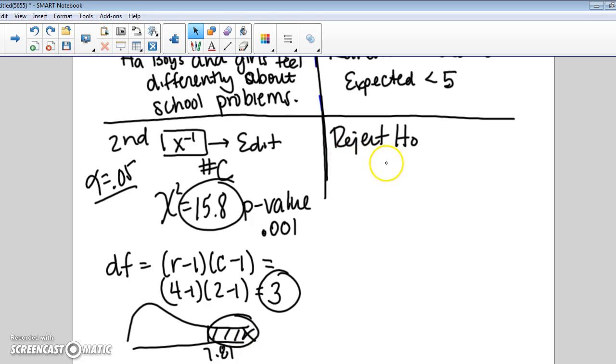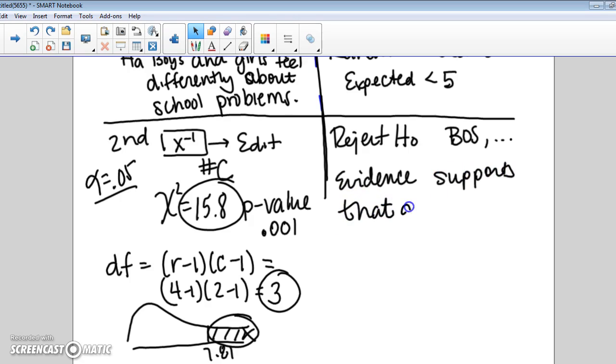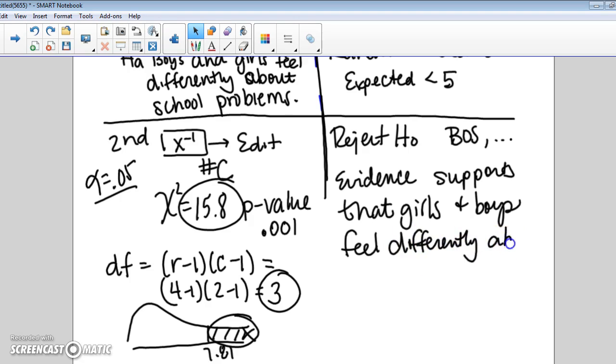So we're going to reject the null, and our conclusion will be the same, and this would mean that the evidence, you would write out your based on the sample still, but the evidence supports that girls and boys feel differently about school problems.